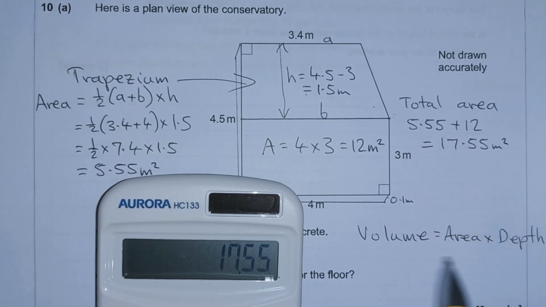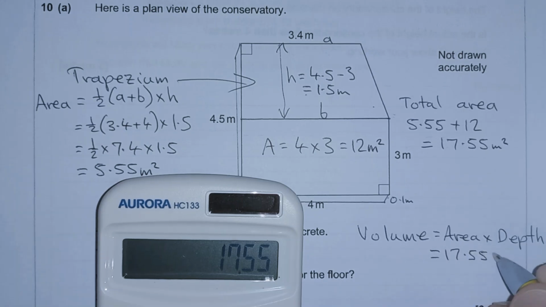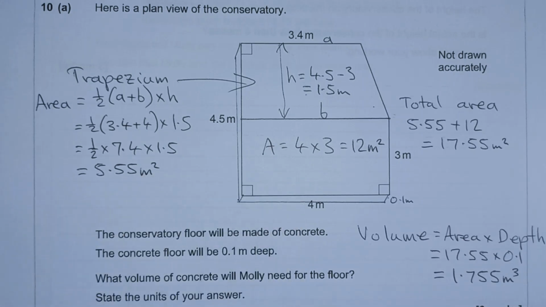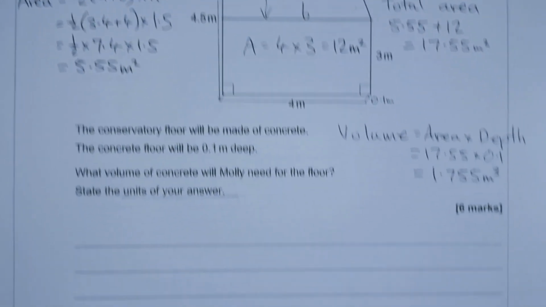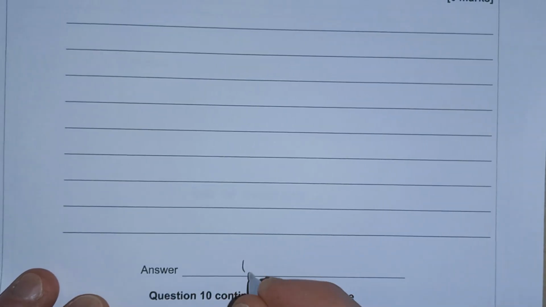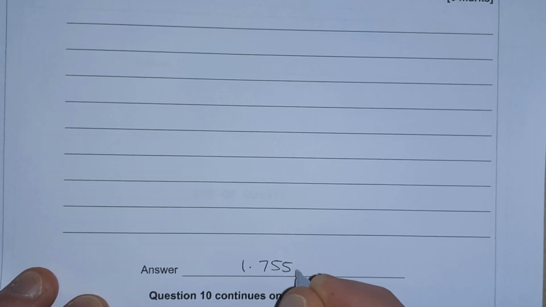Now, we said at the beginning that the volume is the area times the depth. We've got the area now. We already had the depth. So multiply them together and we get 1.755, and it's going to be meters cubed because it's volume. And they do say state the units of your answer as well. So that's going to go right down here at the bottom. 1.755 meters cubed.